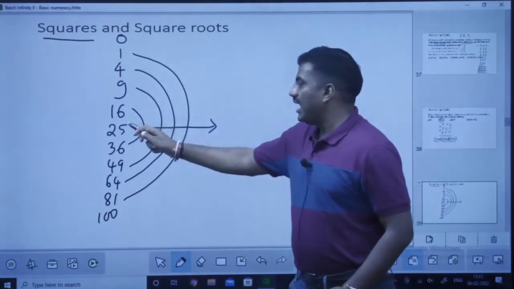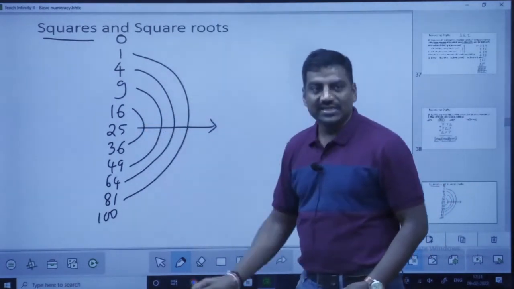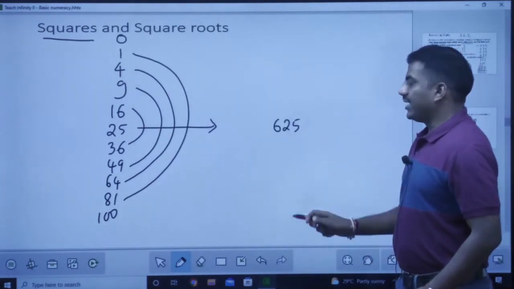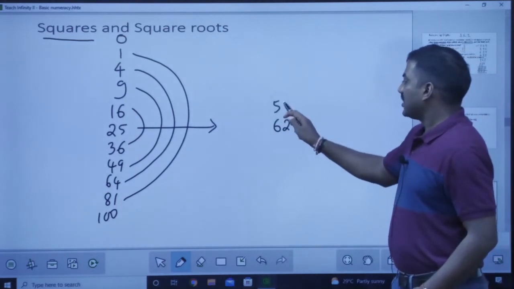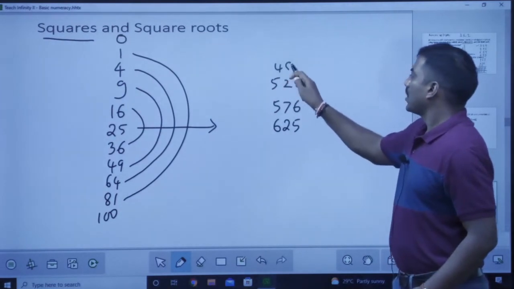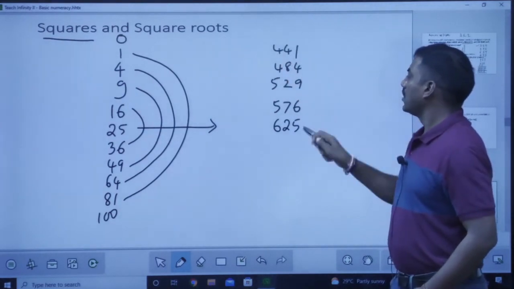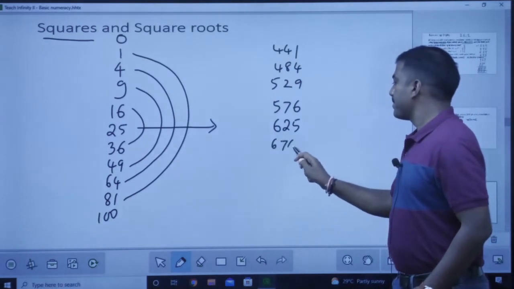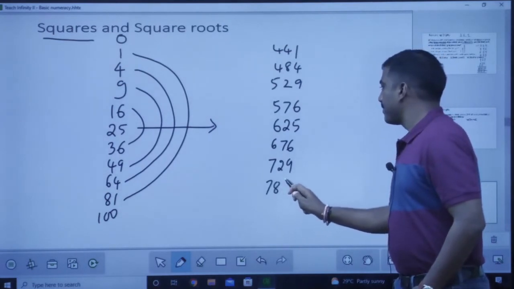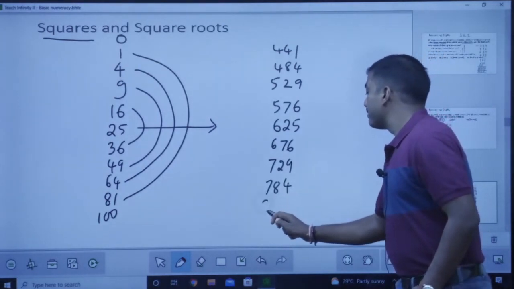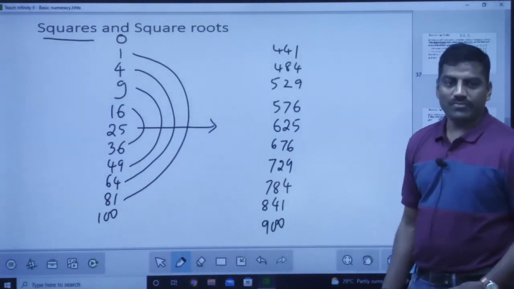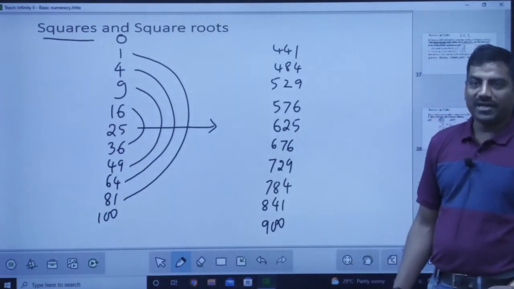Take any number ending with 5 and you will see the pattern like this in the squares. I'll take one more. Square of 25, 625. And I'll write the squares of the numbers before that. Don't get amused, I don't remember them. I am using a certain pattern and writing.